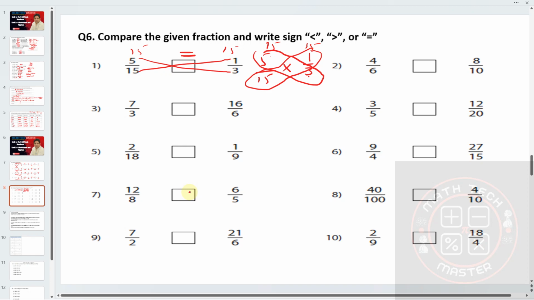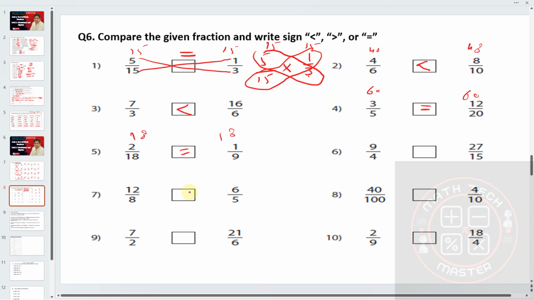In the second question, we have 4 over 6 and 8 over 10. Okay, 6 8s are 48, 4 10s are 40. So which number is greater? 48. So we will add the sign accordingly. 7 6s are 42, 16 3s are 48. So this one is greater. 2 30s are 60, 12 5s are 60. Both are equal. So we can add the equal sign. Okay, 9 2s are 18, 18 1s are 18, so these are equal.